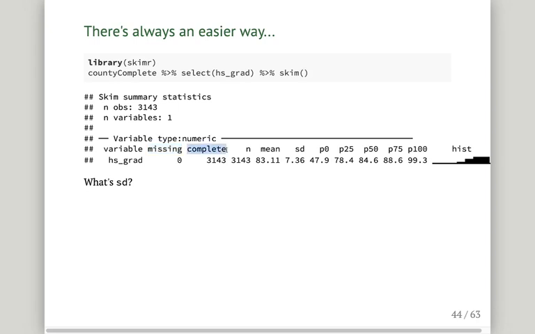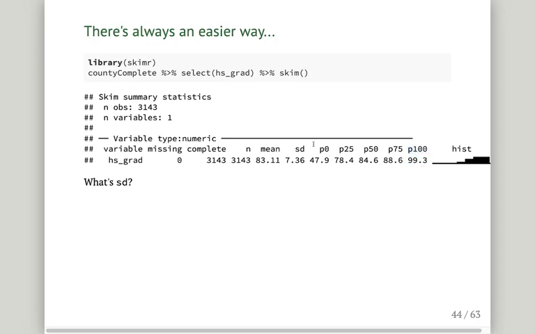3,143 observations are complete out of a total sample size of 3,143. The mean is 83.1. The minimum, or P0, is 47.9. First quartile, or P25, this cuts off the lower 25% of the data, 78.4. Median, 84.6. Highest 25% of the data, 88.6, and then P100, the maximum, is 99.3.